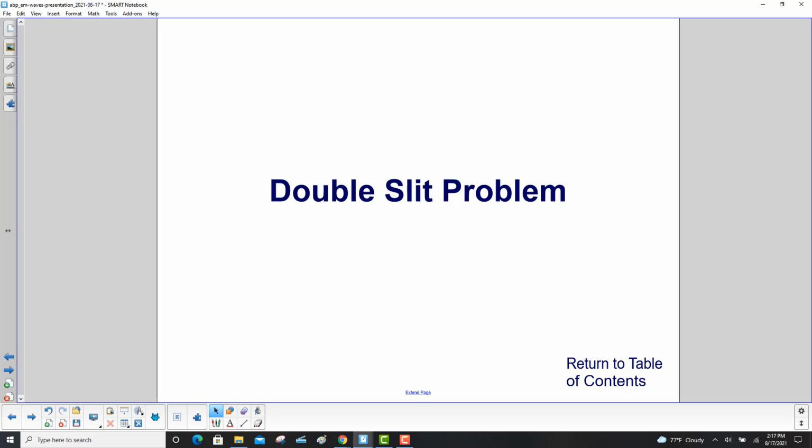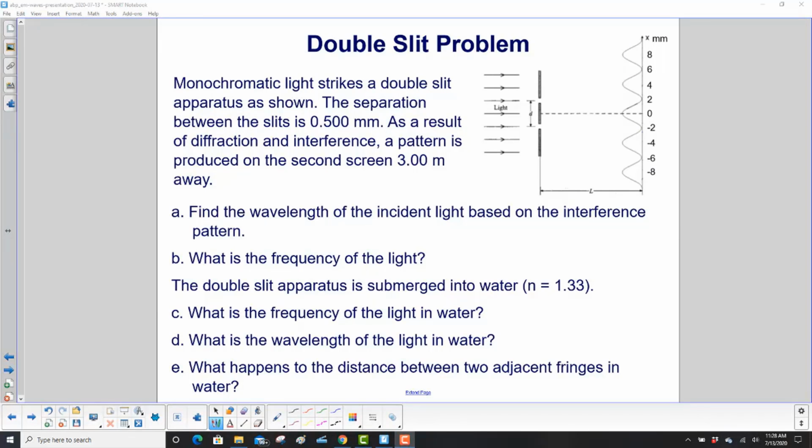Double slit problem. Monochromatic light strikes a double slit apparatus as shown. Here's your light. Here's the apparatus. The separation between the slits is D. As a result of diffraction and interference, a pattern is produced on the second screen, and you can see the sine waves there, 3 meters away. Find the wavelength of the incident light based on the interference pattern, and what is the frequency of the light?